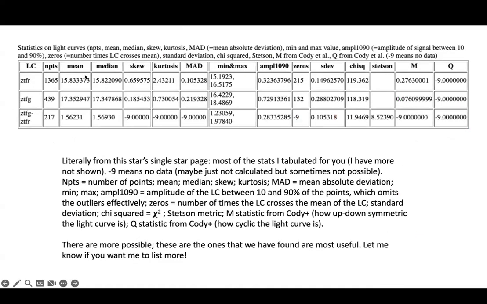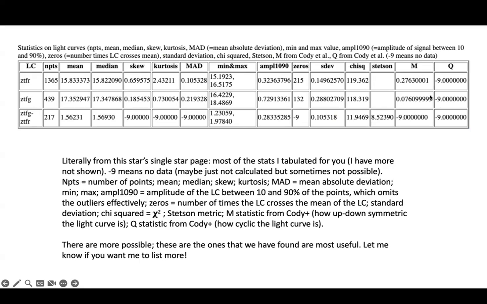Here's just some of the statistics: mean, median, skew, kurtosis, mean absolute deviation, min and max, the amplitude between 10 and 90%, the amplitude of the distribution between 10 and 90%. So that gets rid of the outliers. Zeros is the zero crossing time, meaning the number of times the light curve crosses the mean. Standard deviation, chi-squared, Stetson, if I have matched pairs of observations.